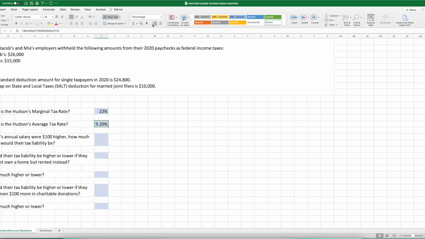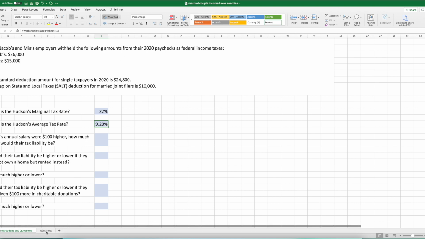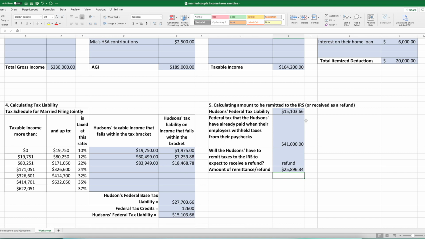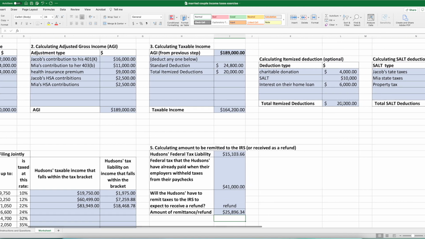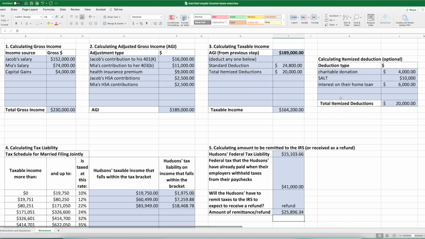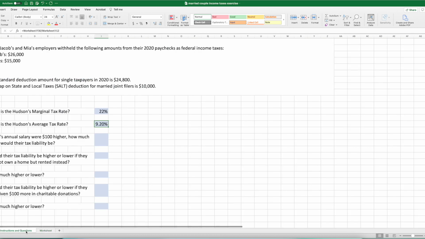Okay, so they paid 9.2% of their taxable income as federal income taxes. That's a pretty good tax rate. If you're paying only single-digit percent as your federal income tax, you're getting away with paying very little tax. And the reason that the Hudsons were able to do that is because they had all these tax credits, right? And they also had all these deductions. Okay, so good for them.